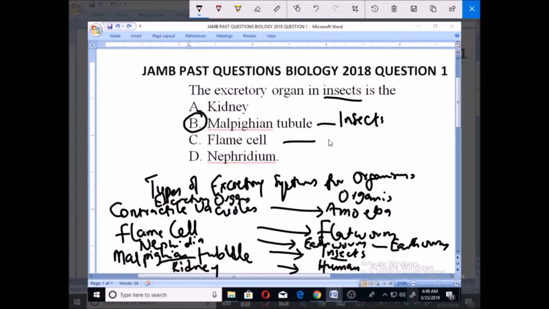Flame cell is the excretory organ for flatworm. Nephridium is the excretory organ for earthworm, and kidney is the excretory organ for human. That is what me and you use as our excretory organ. So the right option for the answer is Malpighian tubule, which is the excretory organ for insects. Thank you.